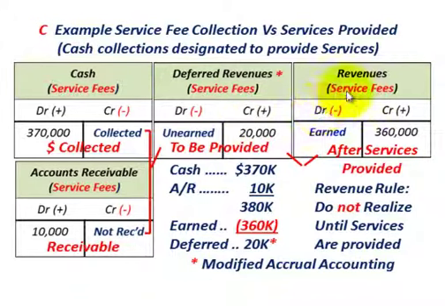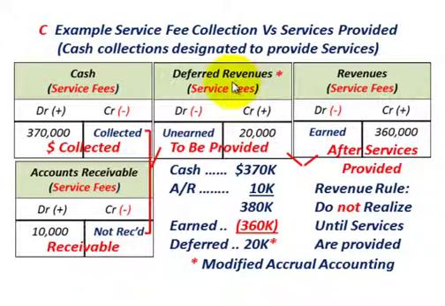But just going back to our example here, say we provided a whole lot less services. So we only provided, say, $300,000 in revenues or services were provided. So we could only record revenues earned of $300,000. So the balance would go into deferred revenues. It would be an increase of another $60,000. So our deferred revenues would have been credited up to $80,000, another $60,000 added onto the $20,000.